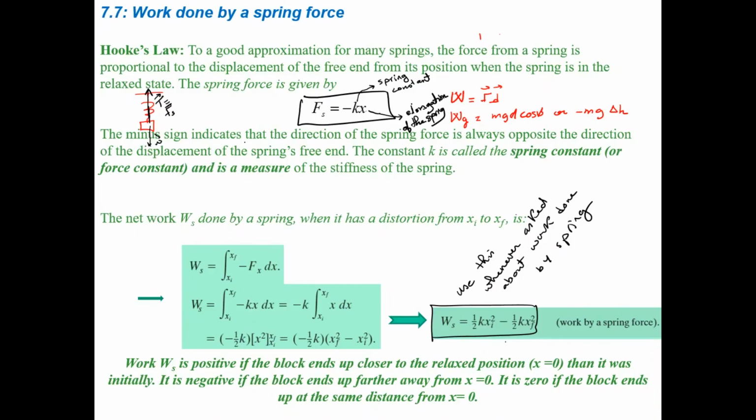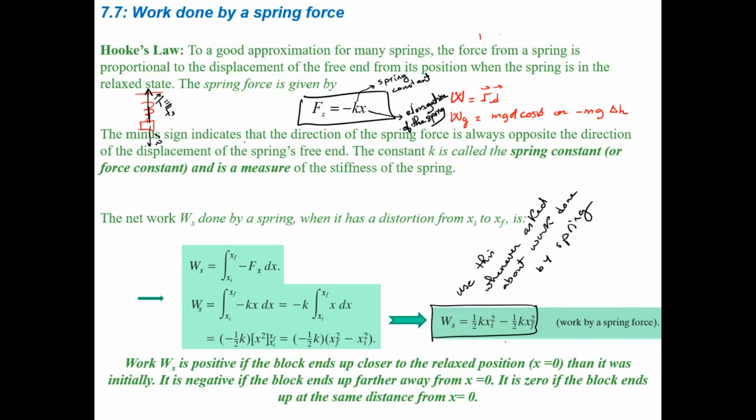The minus sign is written because the direction of the spring force is always opposite to the direction of the displacement of the spring. If a spring is elongated downwards, as you can see in my figure here, this spring is pulled down, it will exert a force opposite to this displacement, opposite to this elongation, which is going to be upward in this case.